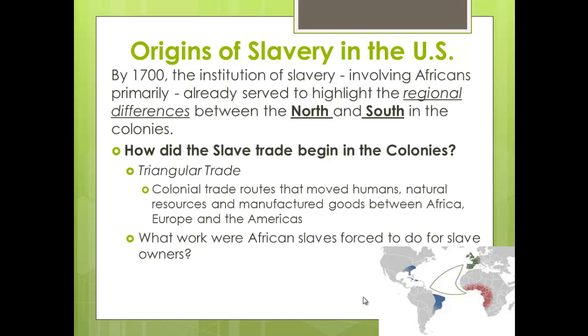So why was there this growth of slavery? What work were African slaves forced to do for slave owners? And the answer is agricultural manual labor. You will see overwhelmingly slaves are forced to work on farms, usually tobacco farms early in American history, and later on cotton plantations as well. And they would also be on rice and sugar plantations.